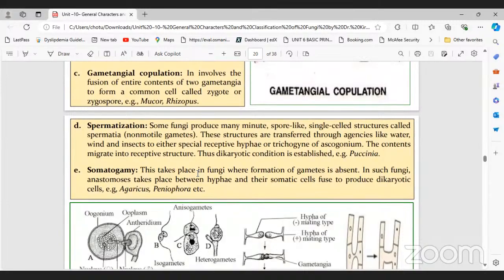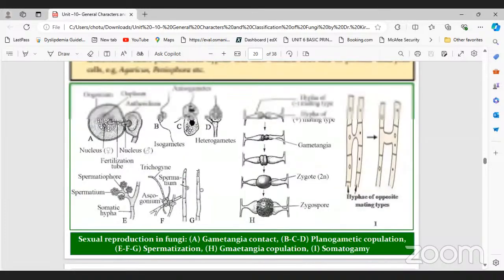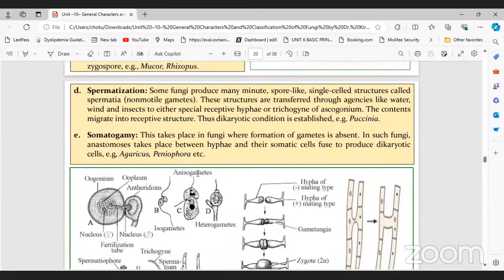Coming to somatogamy, you can observe the picture. Fusion between undifferentiated vegetative cells or spores is called somatic copulation or somatogamy. In mycelial forms, anastomosis means fusion between vegetative hyphae. It is a phenomenon common in higher fungi but absent in lower fungi.